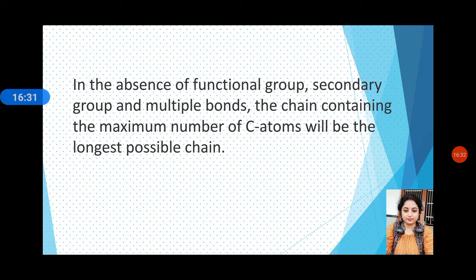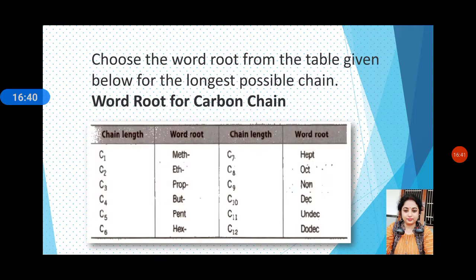In the absence of functional group, secondary group, and multiple bonds, the chain containing the maximum number of carbon atoms will be the longest possible chain. This you have to learn.